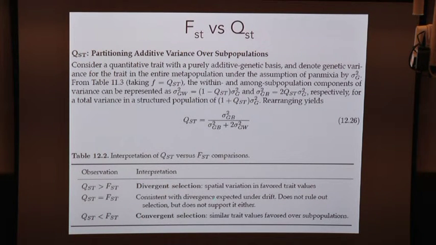If these are equal, you can't say much. If QST is less, you can have convergent selection, that is less divergence than you expect by drift. So FST varies between populations if they're neutral alleles simply by drift and mutation. QST bigger than that means you get an excess amount of divergence. So it's an idea that's widely used.